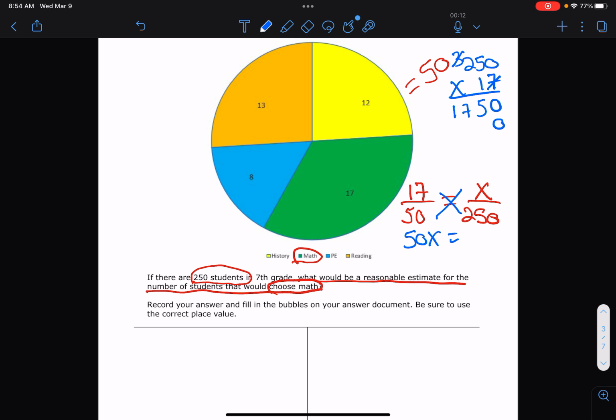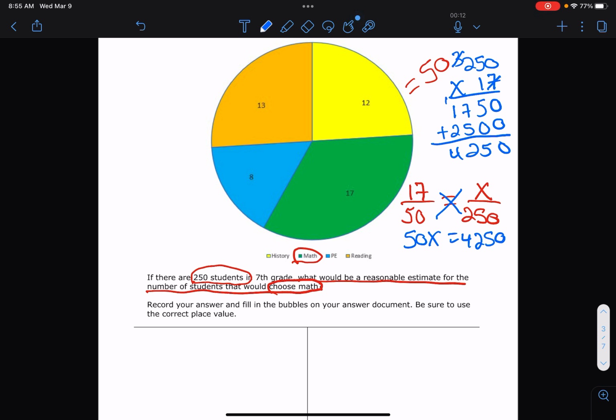So now I'm going to multiply my 1. 1 times 0 is 0. 1 times 5 is 5. 1 times 2 is 2. So now we're going to add those two together. So we have 4,250. Are we done though?